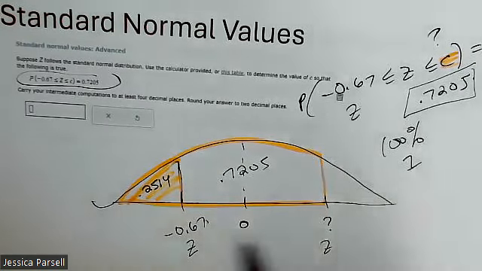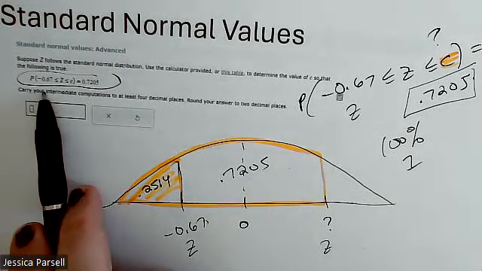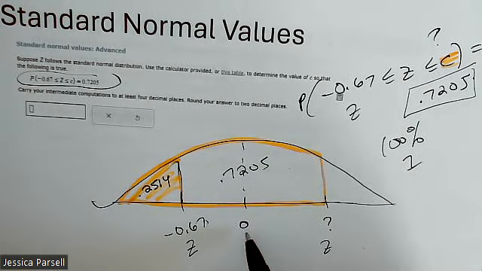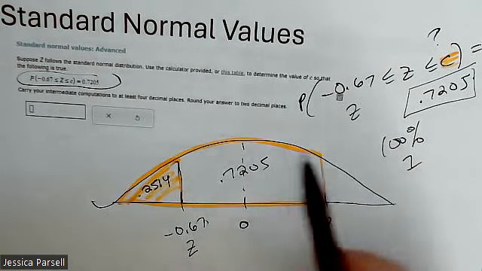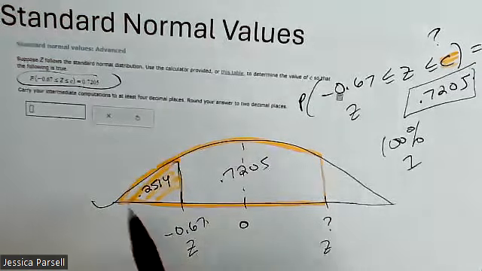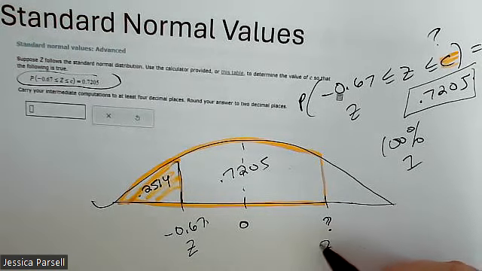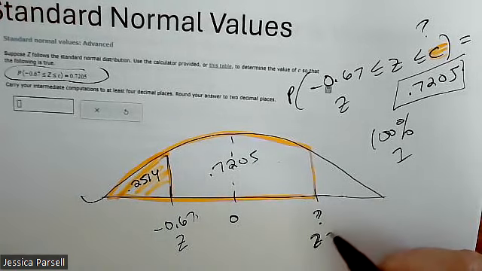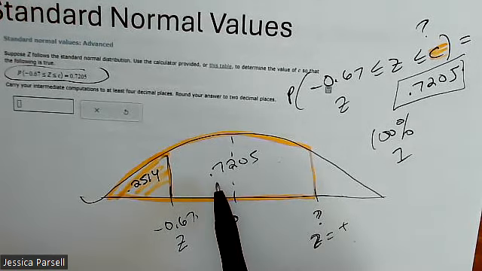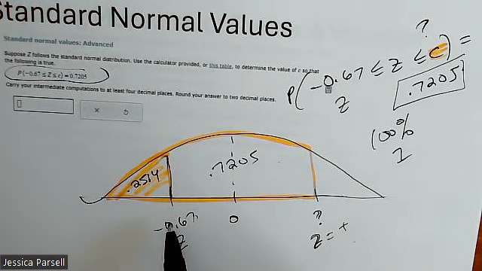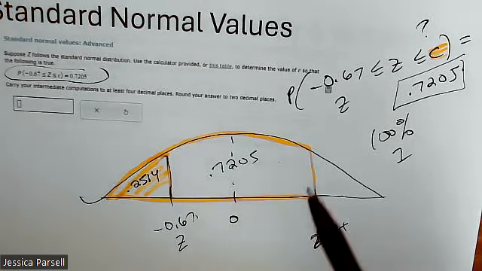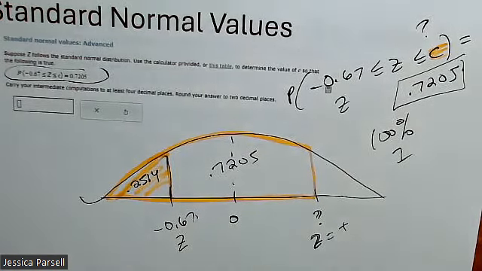Okay, so I started to sketch this out. I know that the negative 0.67 Z-score has to be to the left. So I kind of put that there. And then I sketched myself an orange segment, and I put a question mark here. We're trying to figure out what Z-score that is. Probably the Z-score is going to be positive, because if it's 72% and we want to be in between negative 0.67 and this unknown Z-score, then 72% is going to take up a large chunk of that.